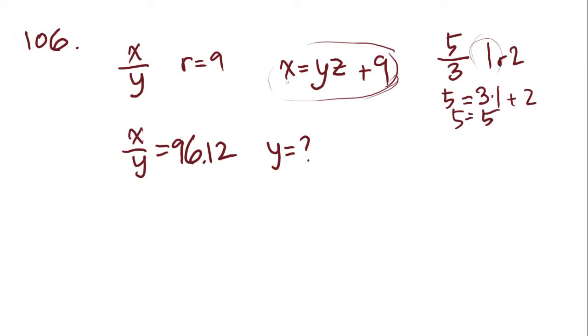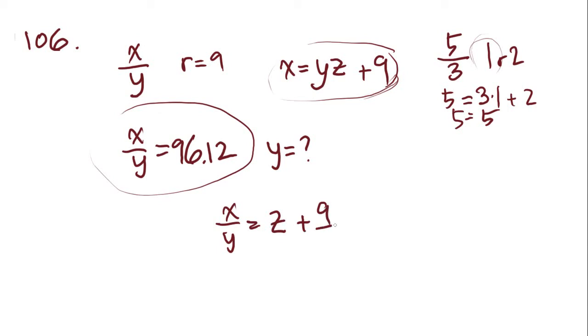Anyway, you're thinking, what is this? Why does this matter? Well, what we're going to do now is try to make this look like this and solve for y. So how do we do that? Let's divide both sides by y. We get x over y equals z plus 9 over y.